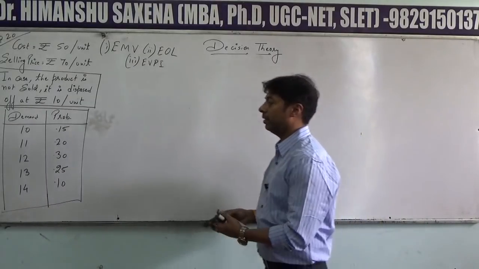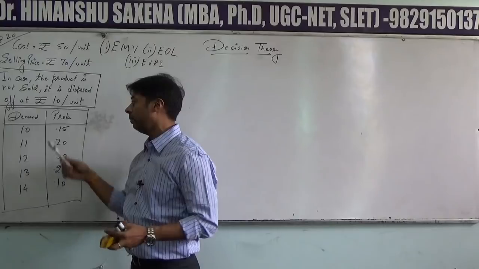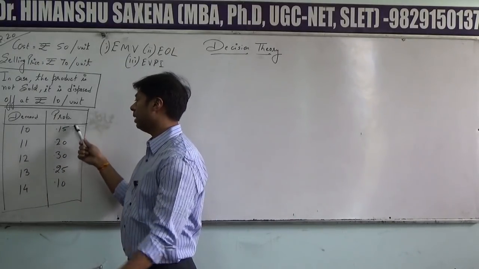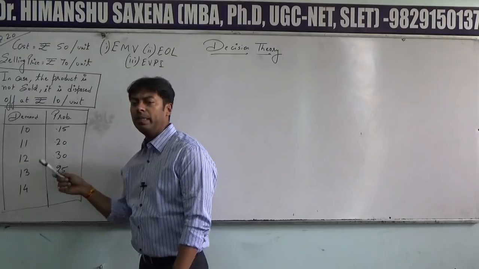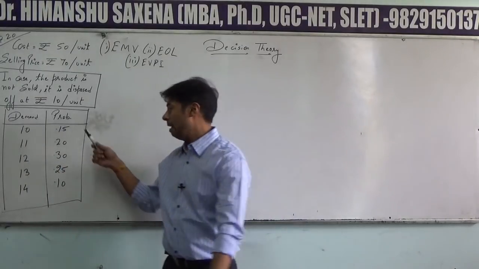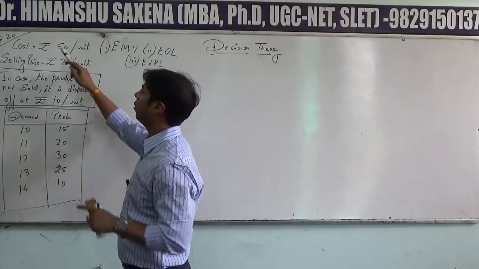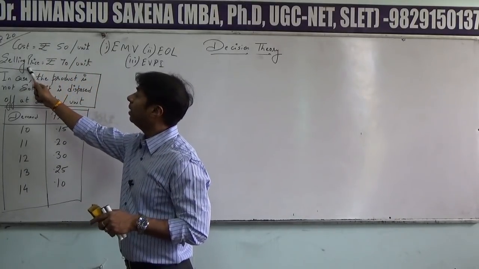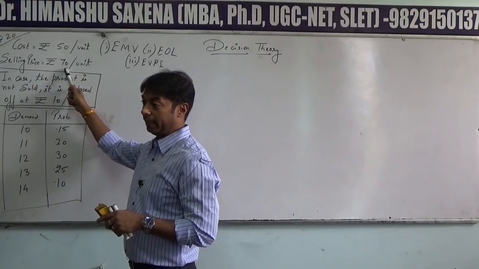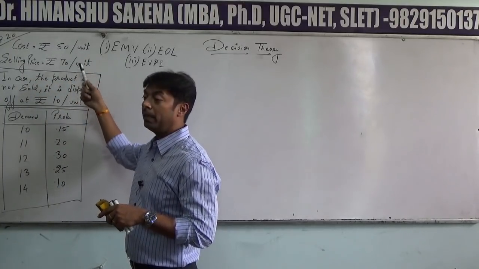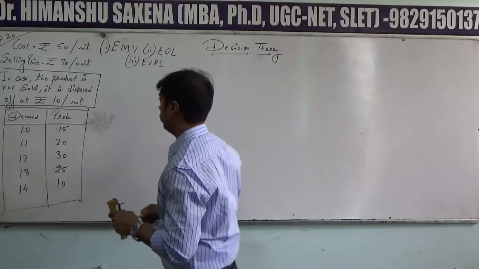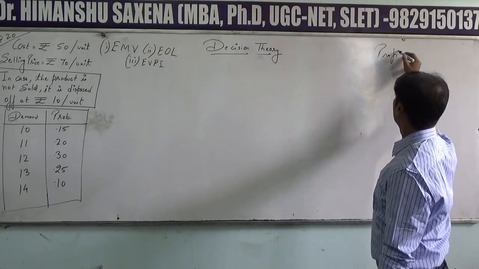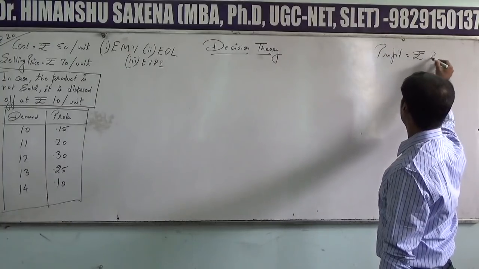Like in this particular example that we are taking up, the demand is varying from 10 to 14 units. The probability which has been derived from the past data is also given. The cost of a unit is given as ₹50, while the selling price is ₹70. Can somebody tell me what could be the profit over here? 20 rupees. So the profit over here is ₹20.